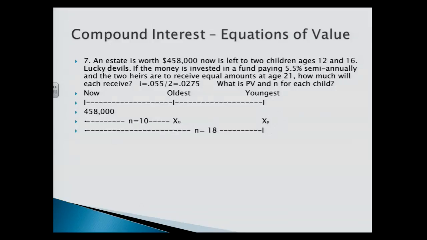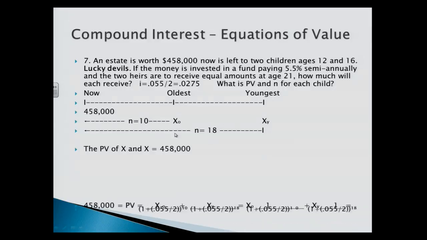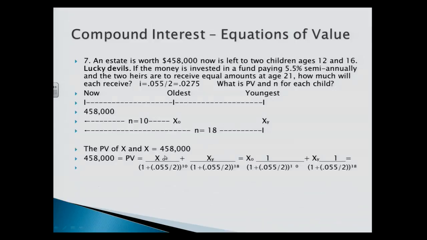I want you to pause and try to create the equation yourself based on the previous slide. These two present values will equal $458,000. So here we are again: X for the oldest child. This is the present value formula, with I raised to 10. The present value for the youngest child is X divided by 1 plus I raised to the 18th, because they have to wait 18 periods.